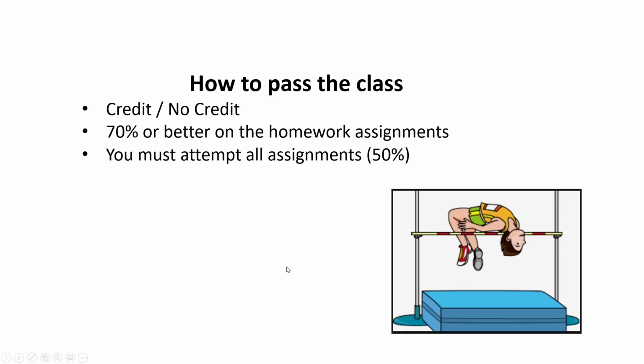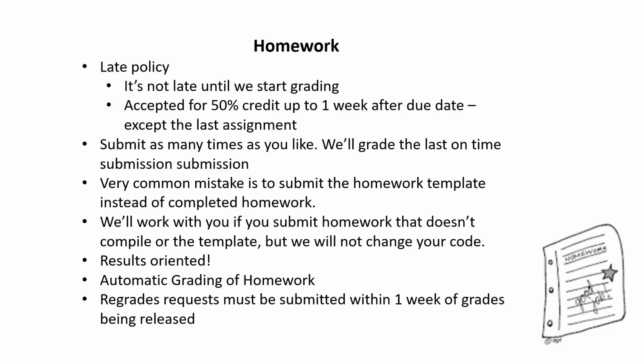All right. How to pass the class. I got my pole vaulter there. This is the bar right there you have to meet. It's a credit, no credit class. There's no option to get a letter grade in this class. We're going to have approximately 7 homework assignments, and a lot of those have 2 parts. So it's going to be a little bit of work every week, is my goal, for those 15 weeks. You must achieve a 70% or better on the homework assignments at the end of the day, and you actually have to attempt all of the homework assignments. And by attempt, I'm thinking the bar is about 50%, but that's going to depend on the particular homework assignment. Okay, I think I said this was all on the syllabus.